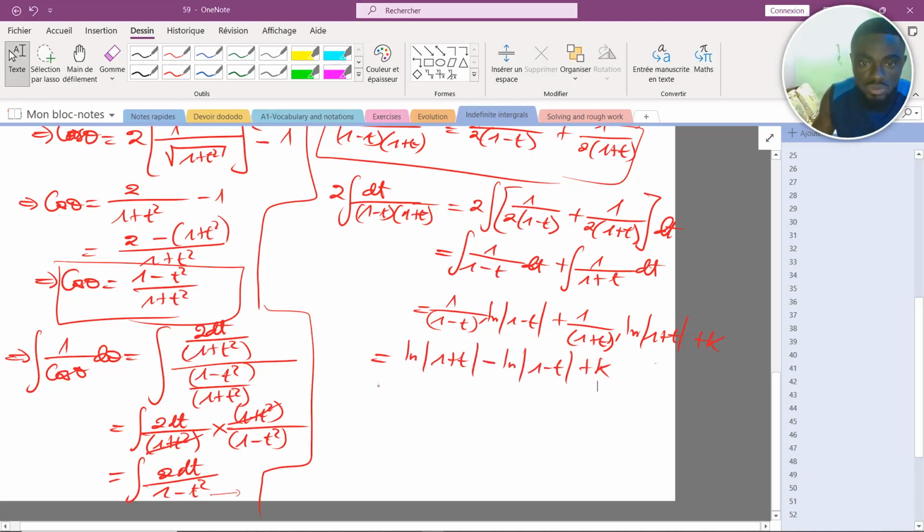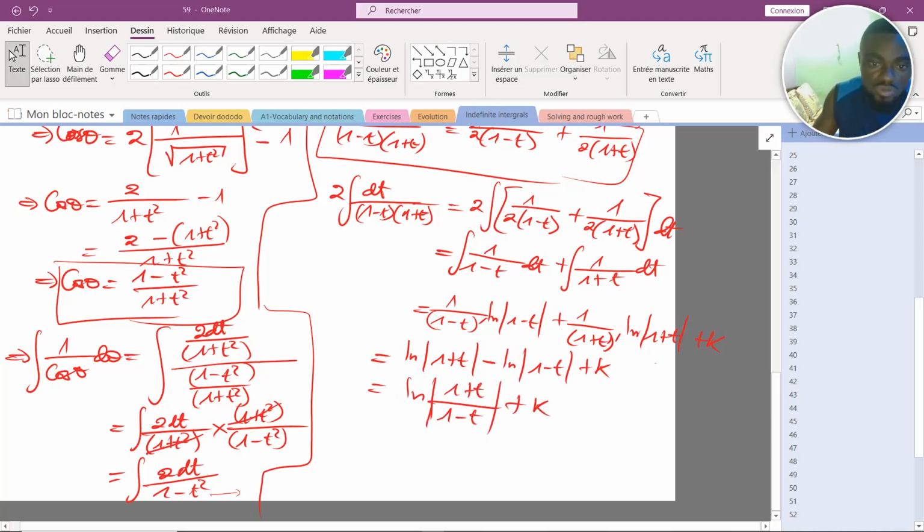So this will give ln of the absolute value of 1 plus t all over 1 minus t, because this is ln of a minus ln of b, which is ln of a on b, and since they are having the absolute value, we have this plus our constant of integration.